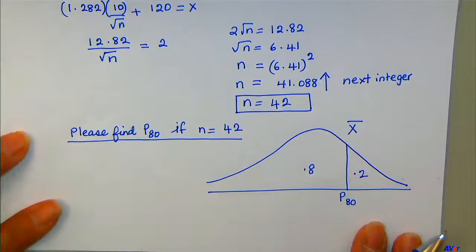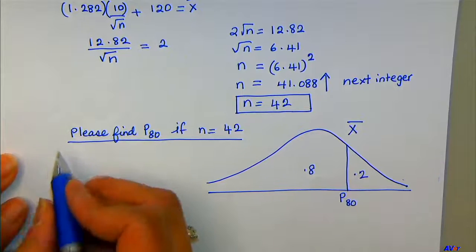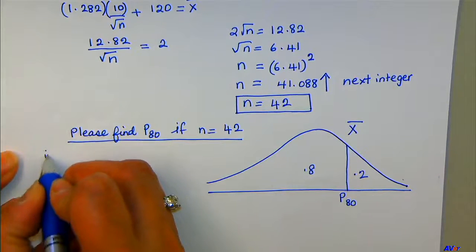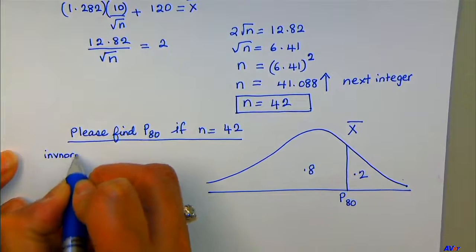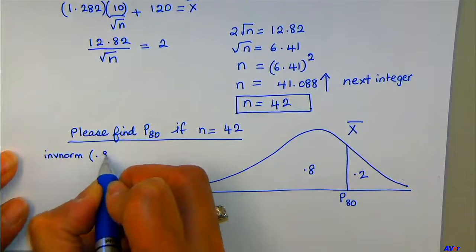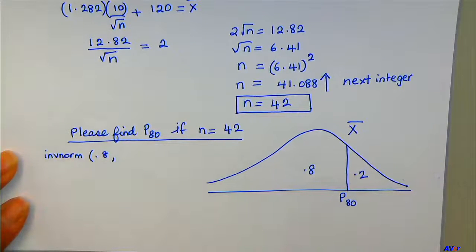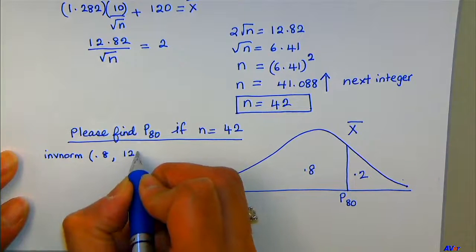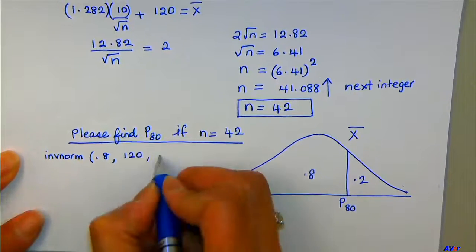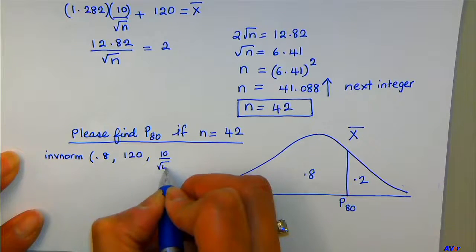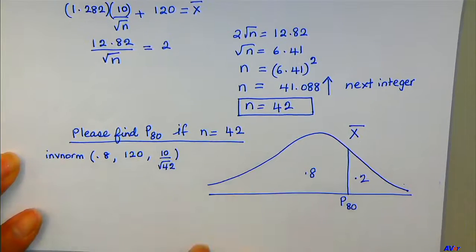So I have two ways to do this. I could do my calculator, which is inverse norm. 0.8 is the percentile, 80th percentile, comma, mu. Mu is 120. And standard deviation is 10 over rad 42. Sigma over rad n.